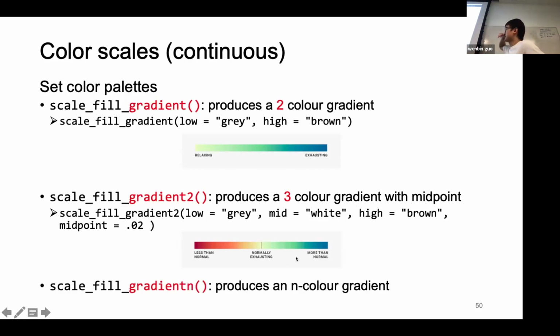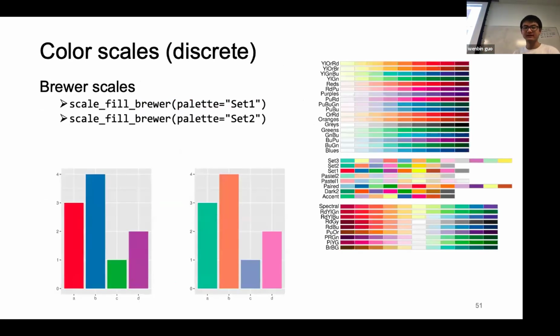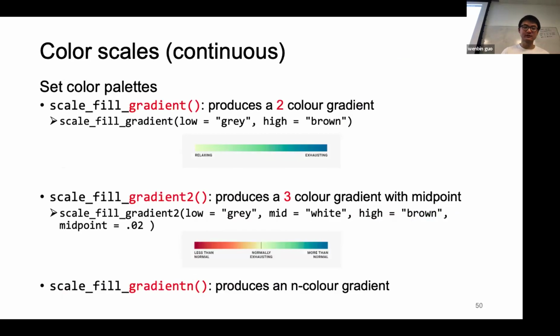So besides these two color schemes, you also have gradient N to produce an N color gradient, but this is less commonly used because when you have too many colors, it's very hard to distinguish, or the plots get too busy and you don't get any information there. You don't get any clear message. So probably you should avoid using gradient N in many ways. And the gradient is usually for continuous values.